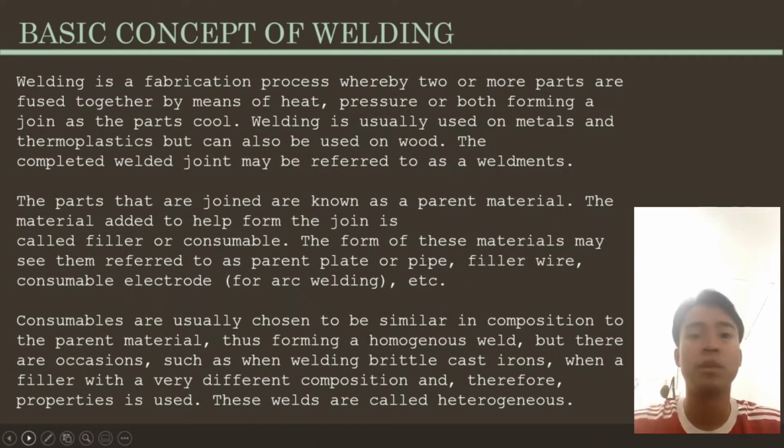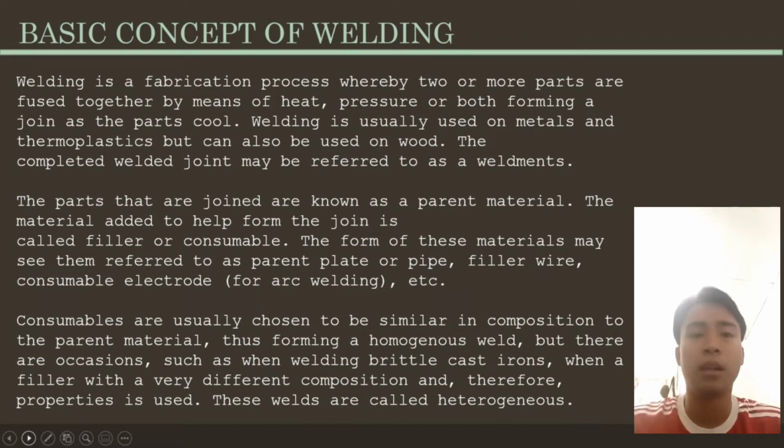Basic concept of welding. Welding is a fabrication process whereby two or more parts are fused together by means of heat, pressure, or both, forming a joint as the parts cool. Welding is usually used on metals and thermoplastics, but can also be used on wood. The complete weld joint may be referred to as a weldment. The parts that are joined are known as the parent metal.